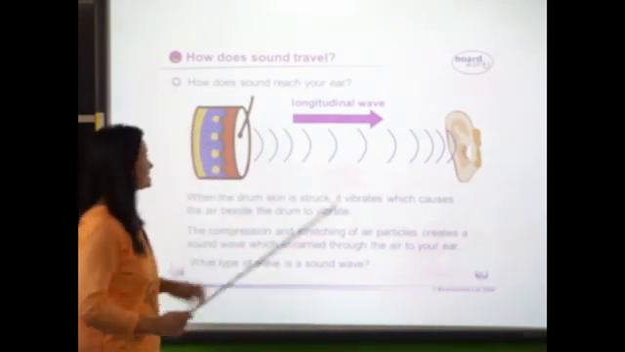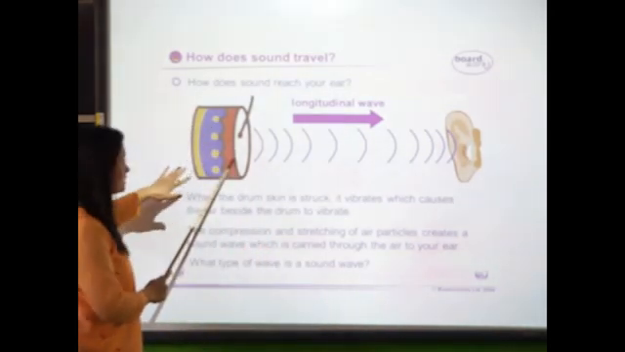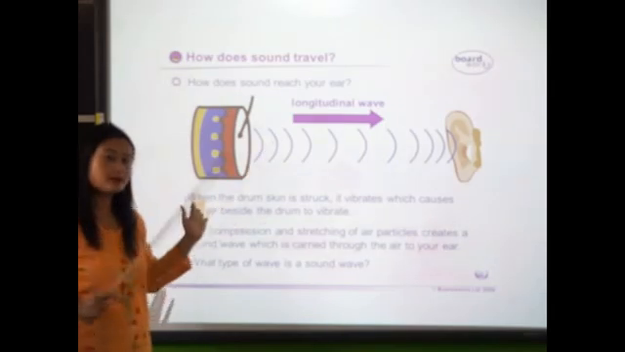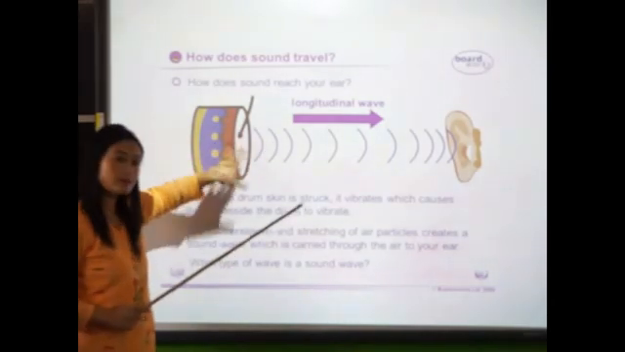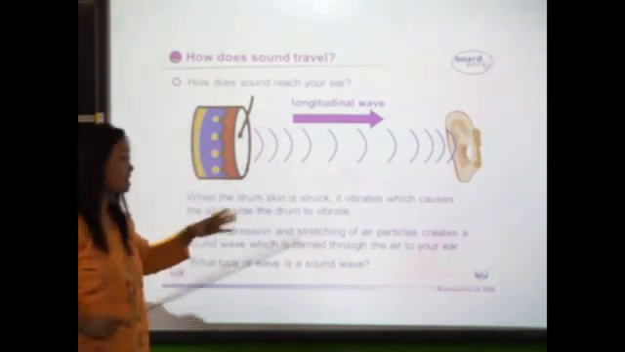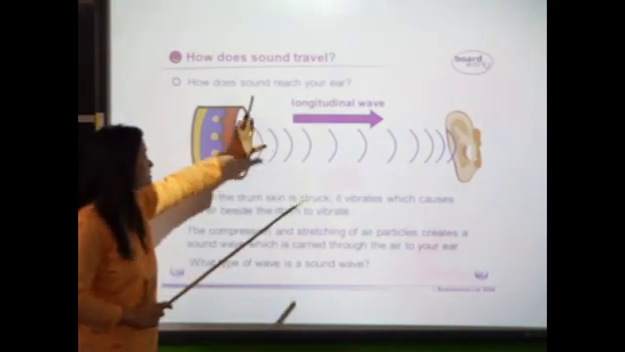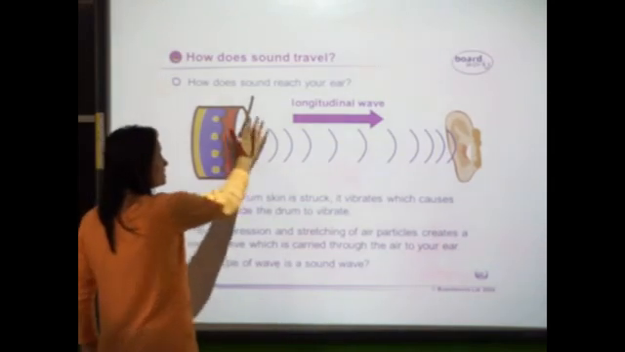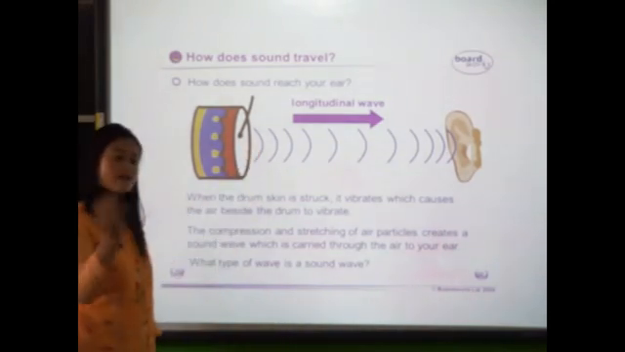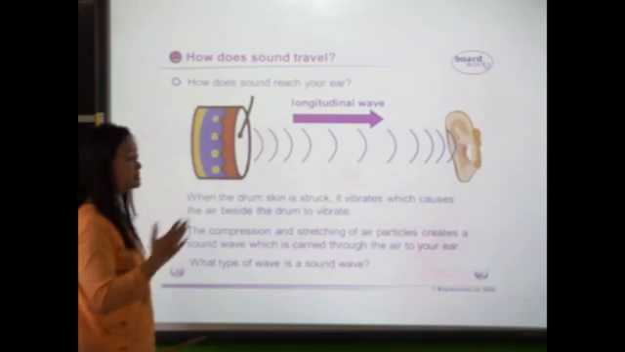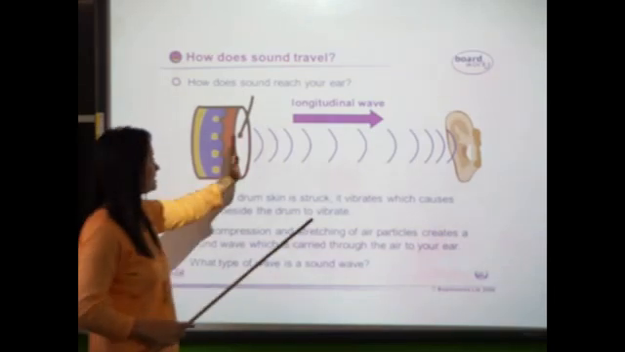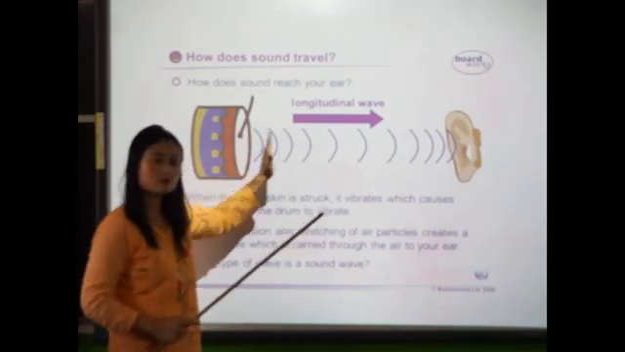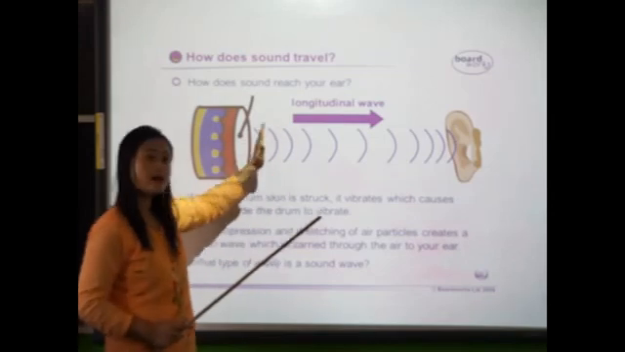So this is what happens. See, say you are playing a drum over here. Now when you play a drum, the membrane of the drum vibrates, isn't it? So when it vibrates, what happens? The air particles which are closer nearby here, they also start vibrating. Okay, and when they vibrate, they move to and fro. That means they move forward and backward.